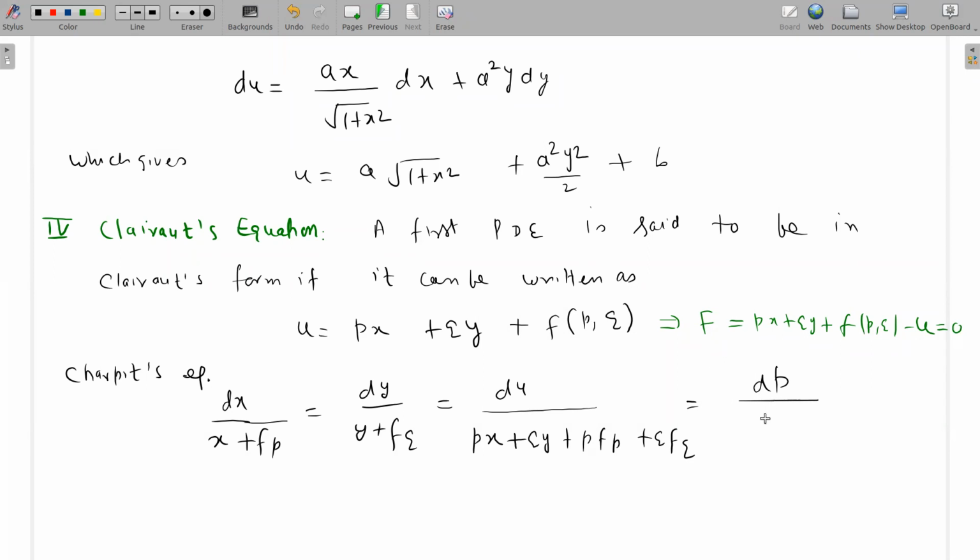What will come? It will be minus p minus F_x, which is p, then plus p times F_u, p cancels out, so you got dp upon 0. F of x, okay, F_x will come, right? So then similarly dq upon 0. So this is a much simpler form.